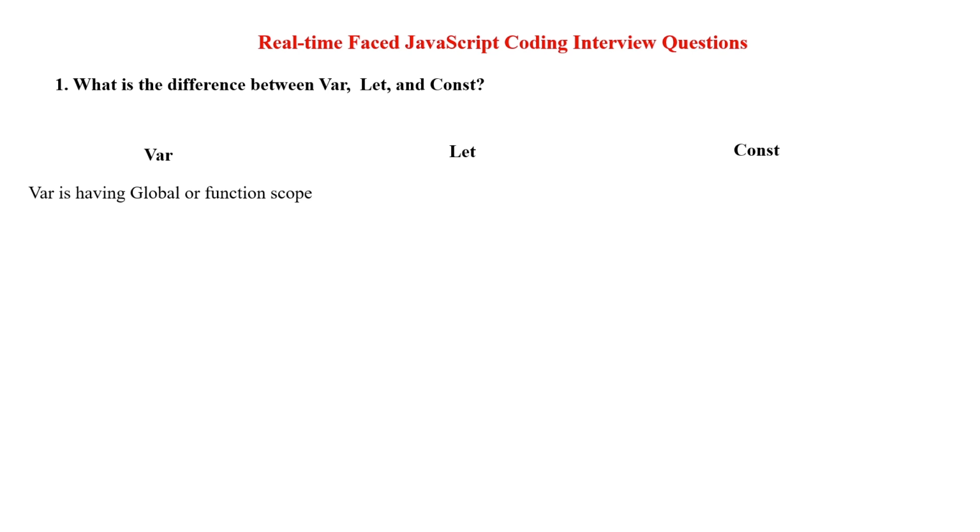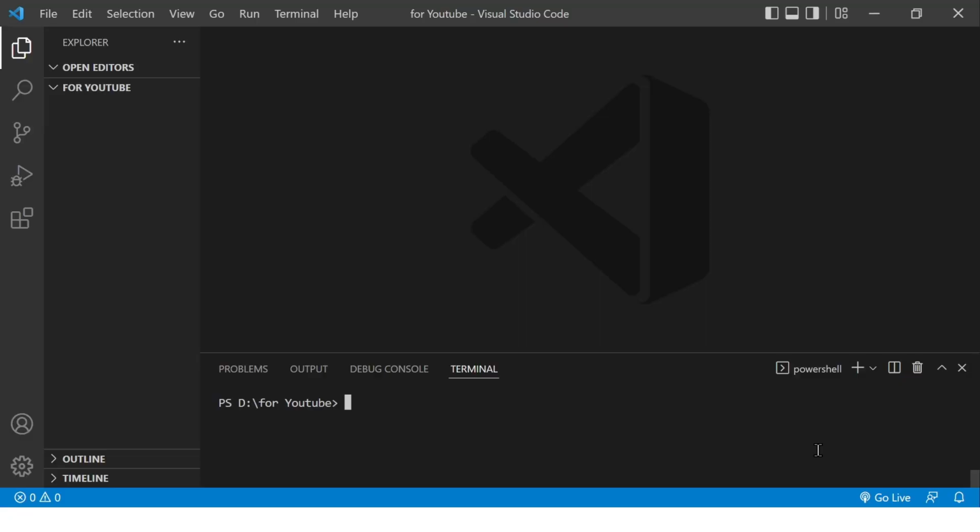What is the global scope? When we declare a variable, it can be accessible anywhere in the JavaScript code. That is what we call a global scope. We can see this practically. Opening VS Code, I'm creating one file. The file name is varletconst.js.